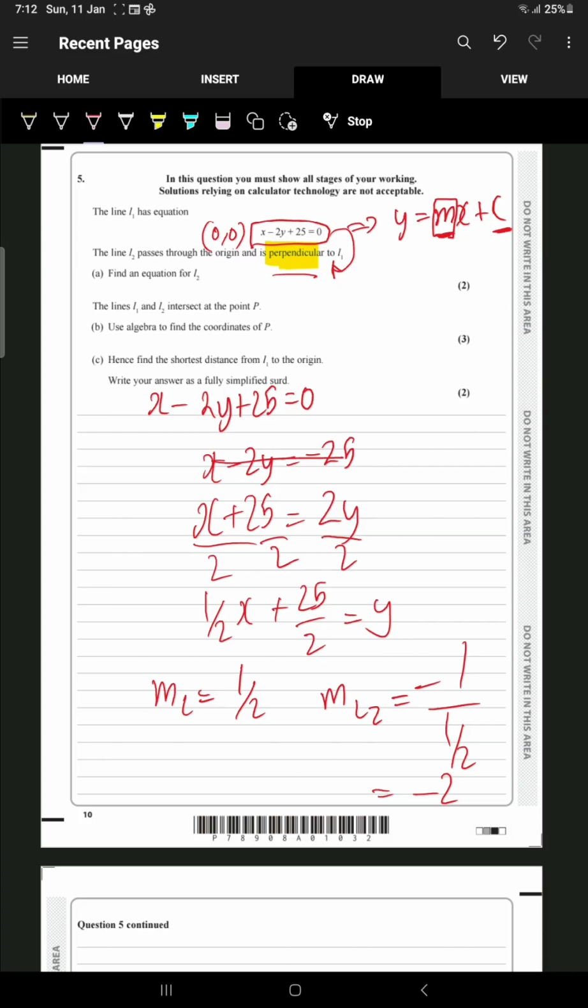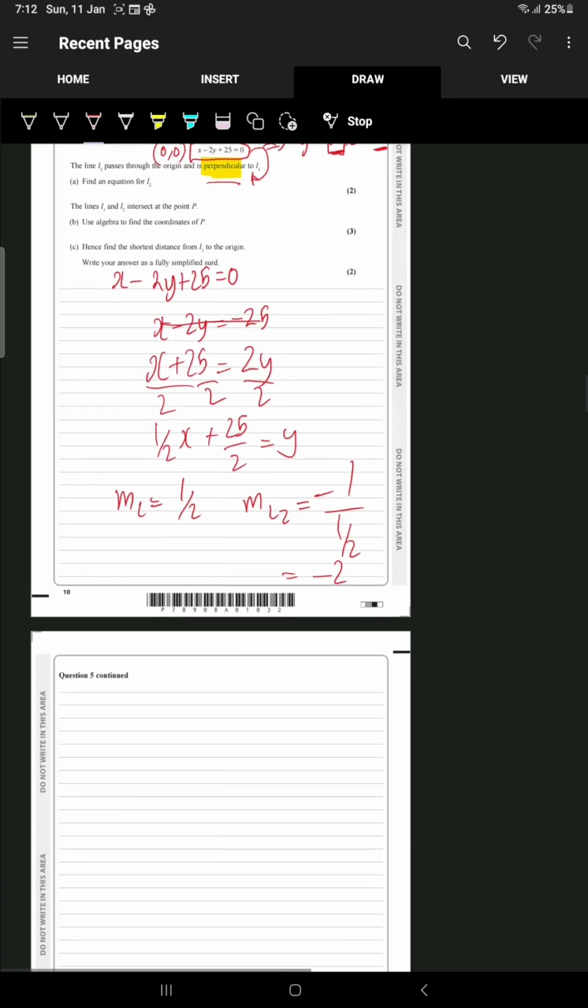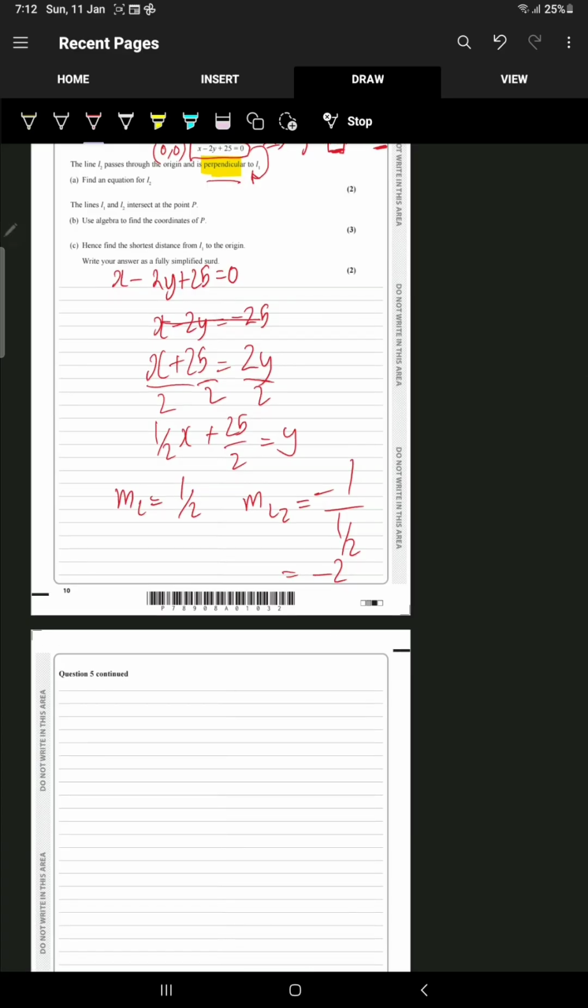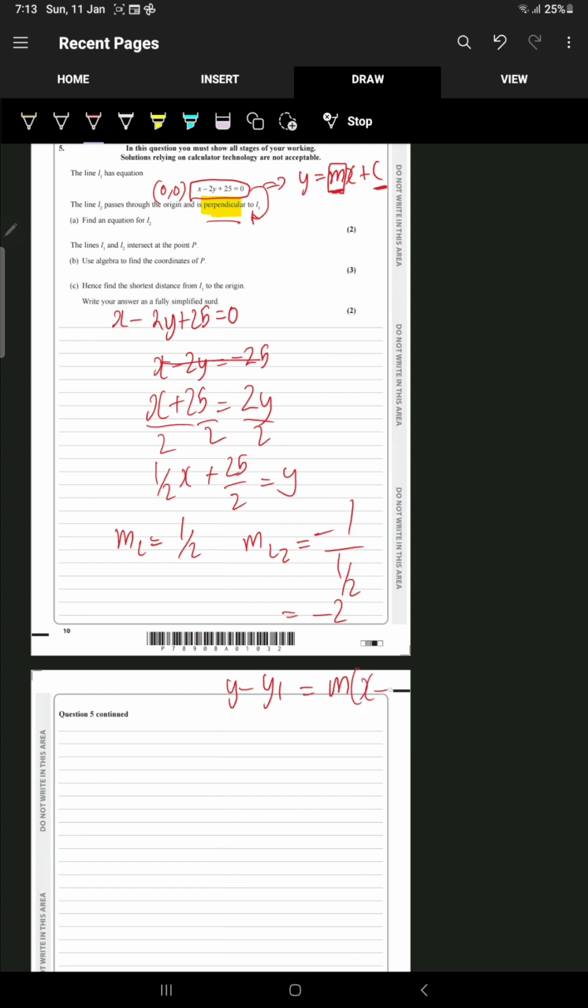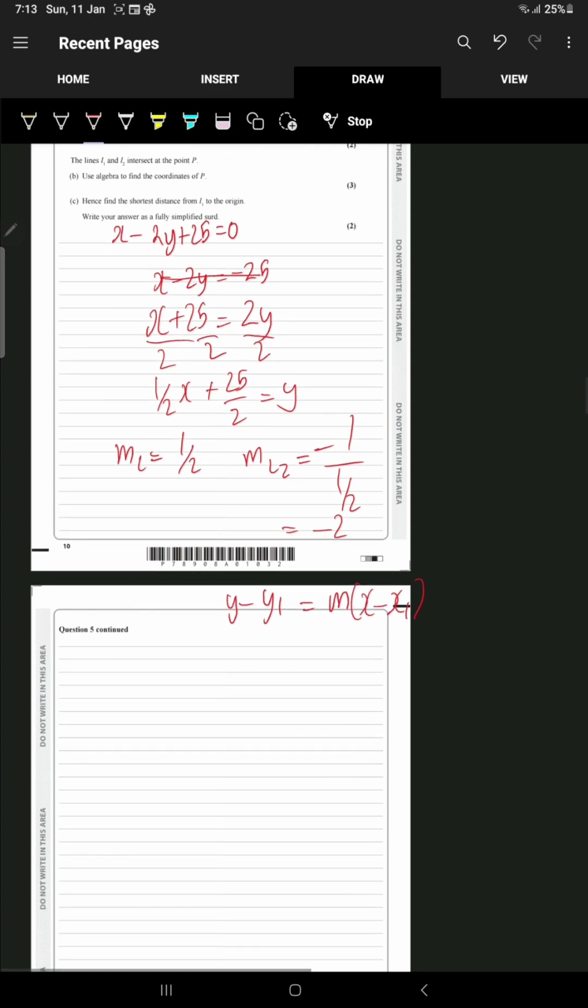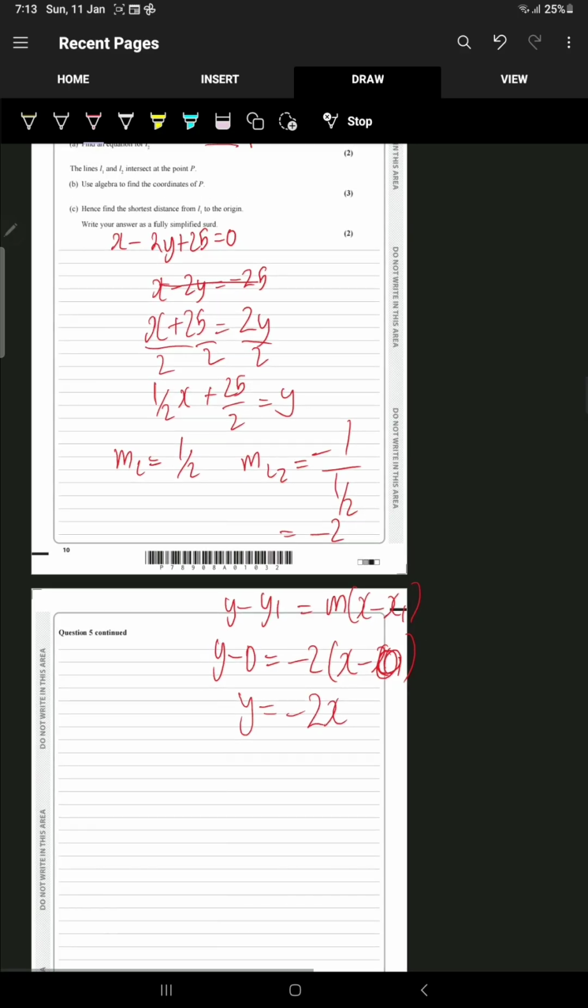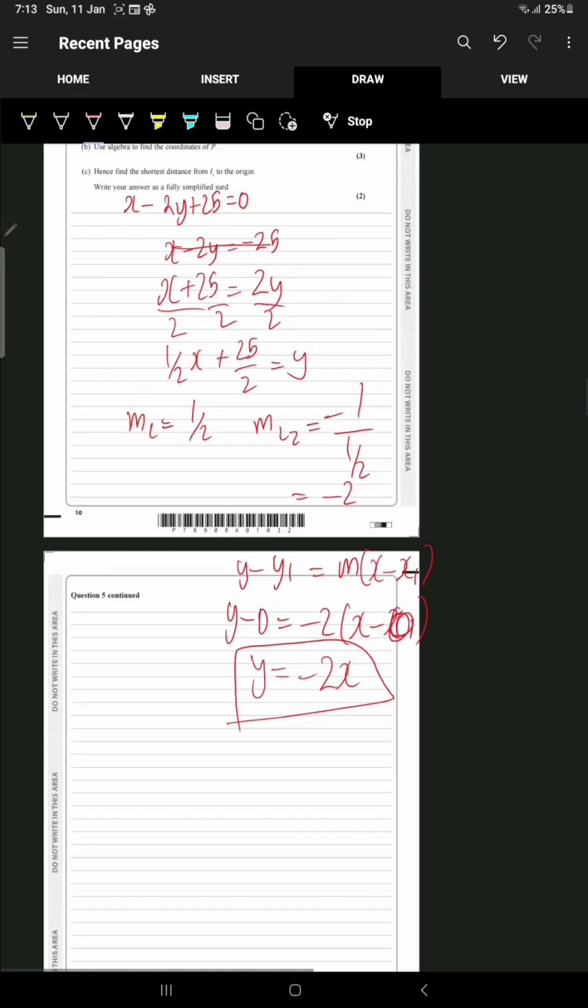Now we have to find the equation for L2. Well, you can sub into y is equal to mx plus c, or you can use this equation over here: y minus y1 is equal to m times bracket x minus x1. I'm going to use this one. y1 is 0 and m is minus 2, and x1 is just 0. So this is going to be y is equal to minus 2x, since minus 2 times 0 is just 0.